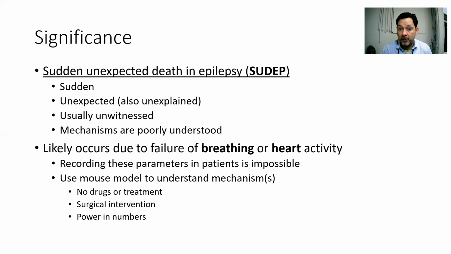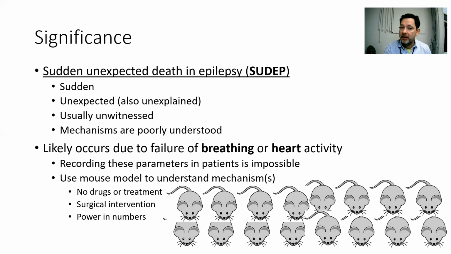And then finally, there's just power in numbers. Mice breed like mice, and they don't live very long normally anyway. So we can have many, many mice, and even if whatever we're looking at isn't that common, we can identify it and record it and try to understand it. So that's the purpose of this work.